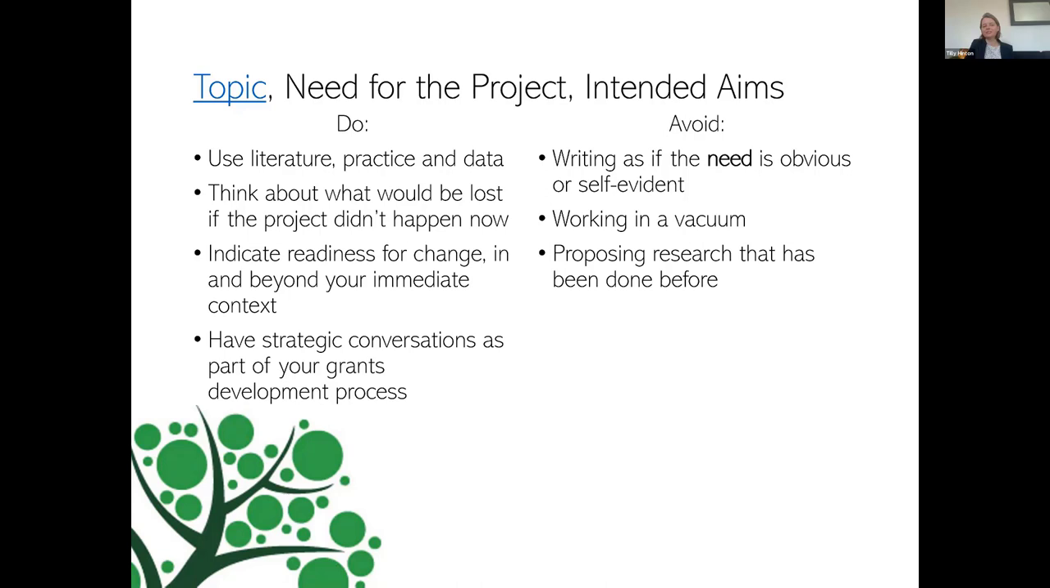One of the things that can be really useful in this stage of thinking about things is to ask yourself the question, what would be lost if the project didn't happen now? It invites you to do a bit of catastrophe imagination, a bit of catastrophizing. To think about, well, what would be lost? Would students be less equipped for the workplace? Would industry partners not have a road into connecting with academic research? What would the consequence be of the project not happening?